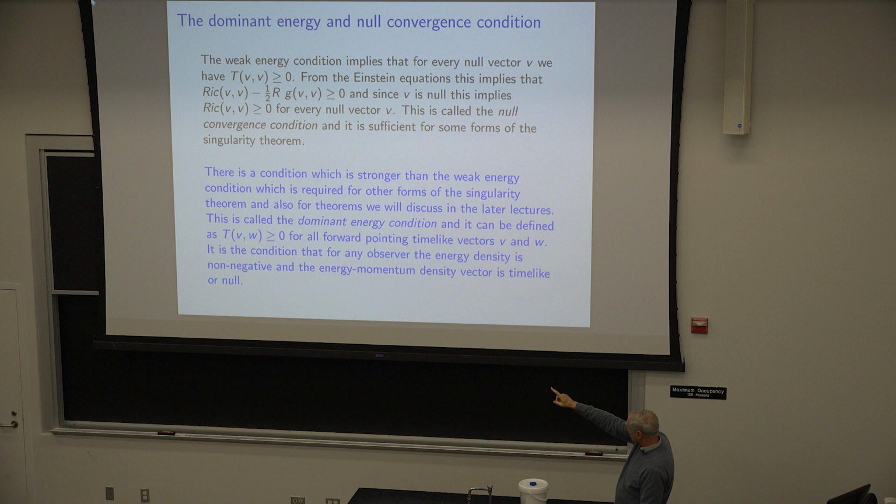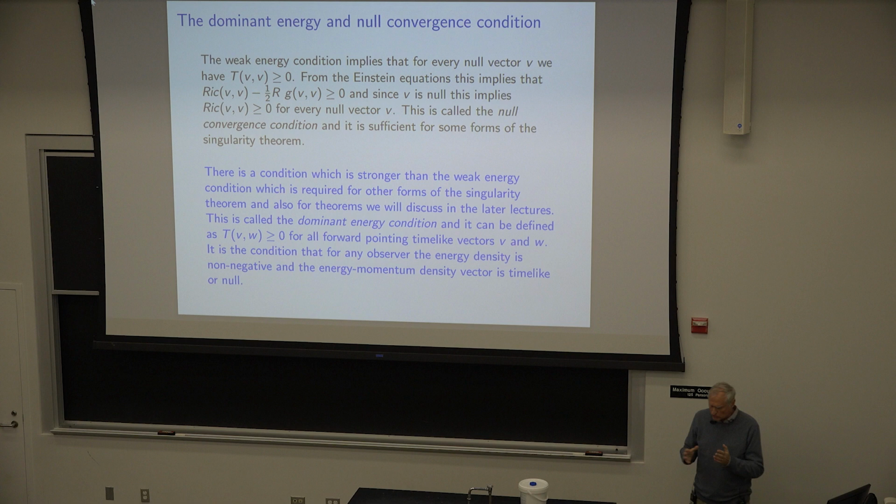So that actually, just using linear algebra, you can see it's the condition that for any observer, the energy density is non-negative, and the energy momentum density vector is time-like or null. So that's sort of the statement that no physical signal can travel faster than the speed of light. So again, it's a very reasonable energy condition.